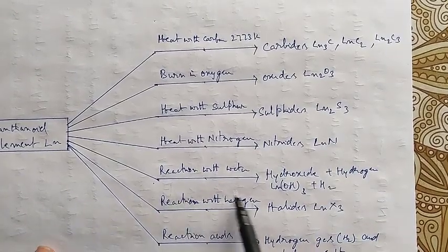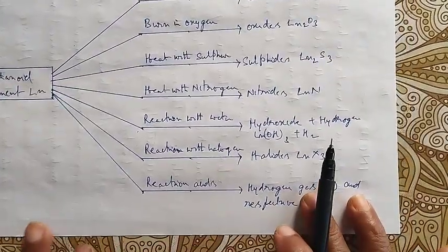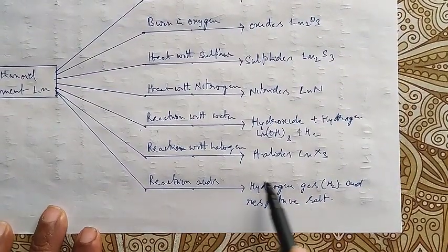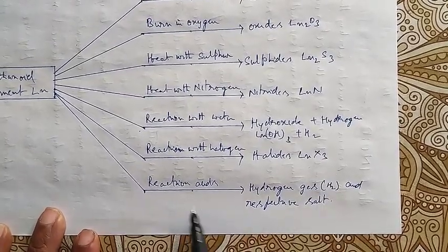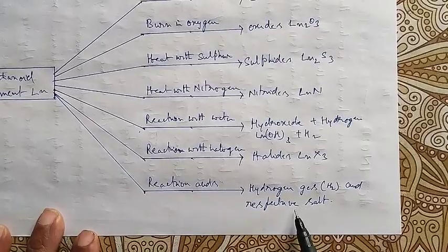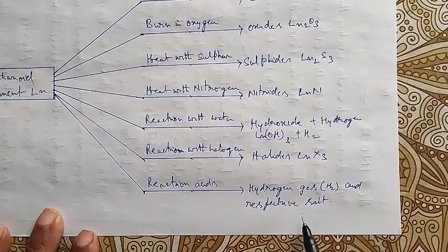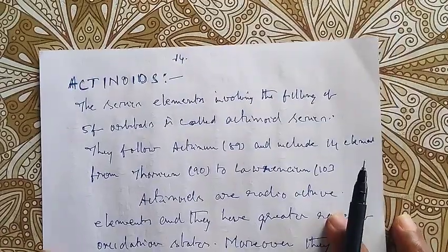They react with water to form hydroxides and hydrogen gas. They react with halogens to form halides of the type LnX3. They react with acids, hydrogen gas is liberated and the respective salt is formed. So all this is about lanthanides. Now let us see actinoids.